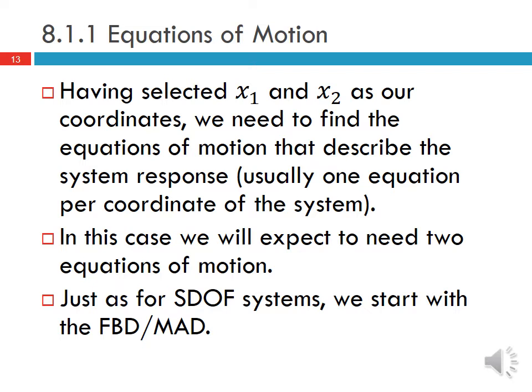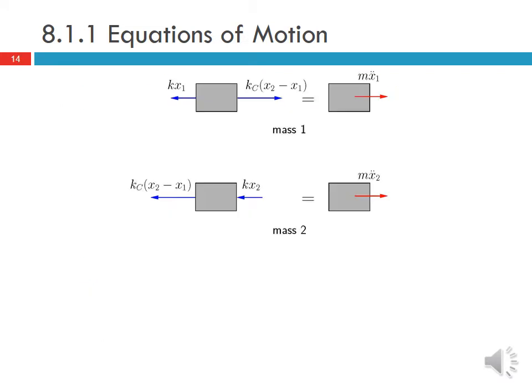So just as for single degree of freedom systems, we're going to start with the free body diagram, mass acceleration diagram. So for mass 1, we can draw our free body diagram, mass acceleration diagram as here. So if we say that x1 is positive to the right, then the force in the spring on the left is going to be k x1, and then the force in the spring in the center is going to be kc times (x2 minus x1), which is if we assume that x2 moves more than x1.